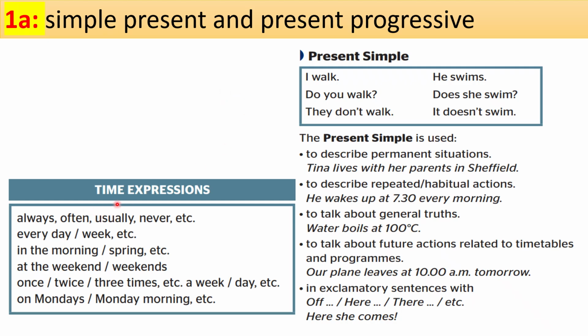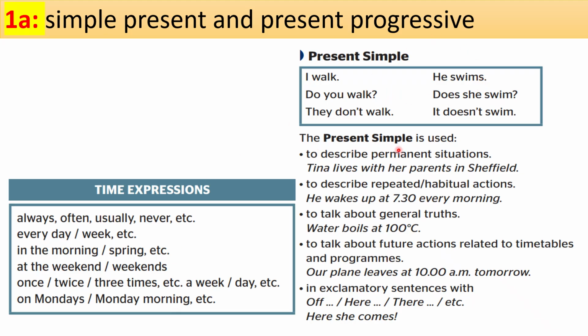Now, first of all, you need to know when do we use the present simple. We use the present simple with words like always, often, usually, never, every day, every week, etc. In the morning, in spring, etc. At the weekend, weekends, once, twice, when the action is repeated, 3 times also, 3 times a week, once a day, or on Mondays with the letter S in the end to show that it's a plural, it's repeated every Monday, or on Monday morning, etc.